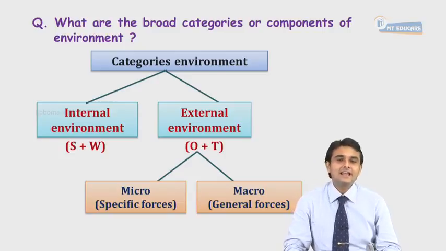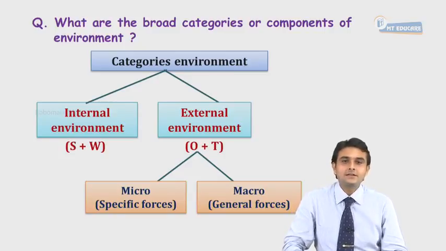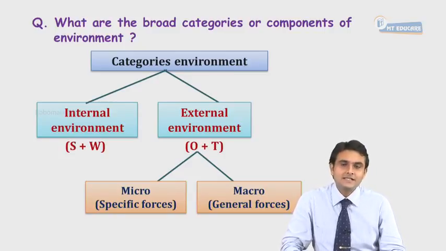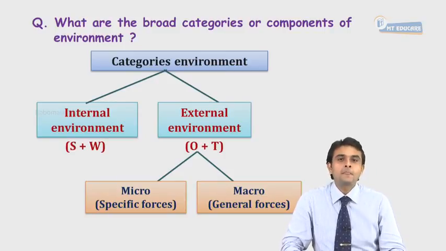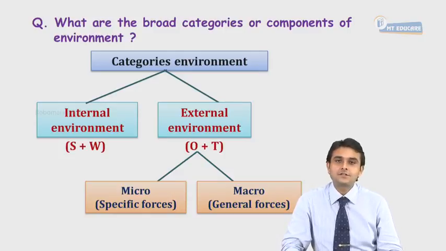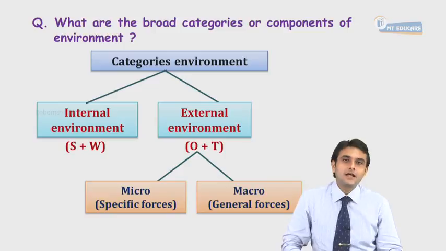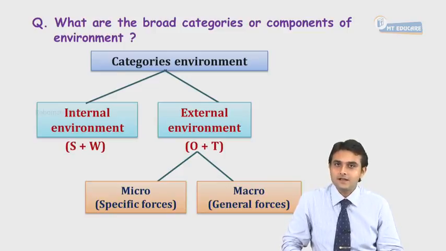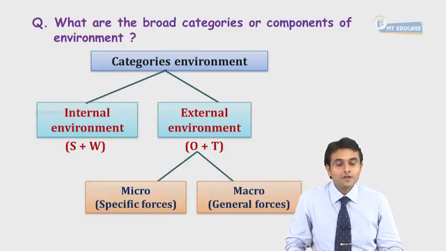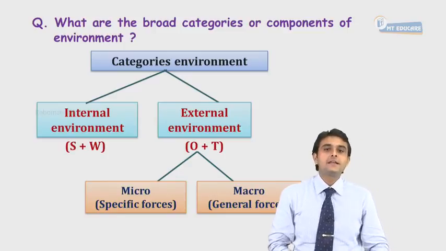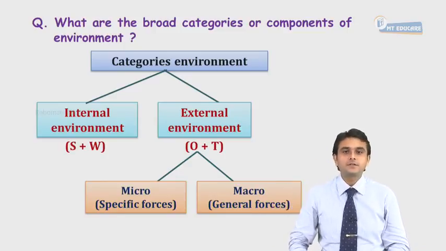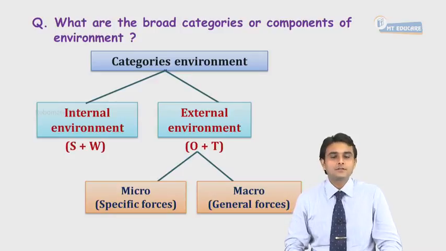A business can have control over its internal factors to some extent. For example, it can give training to its employees, it can build a sound infrastructure, and in case it has a deficit of capital, it can raise more capital. But the external factors are beyond the control of a business. They are uncontrollable factors, which are further classified into micro factors, which are the specific forces, and macro factors, which are the general forces.